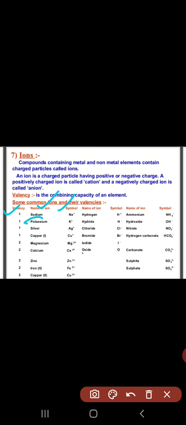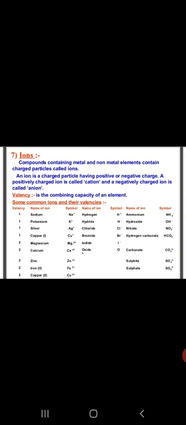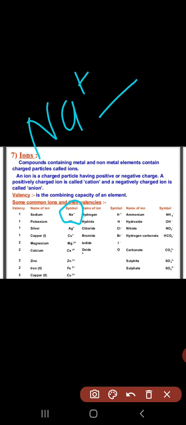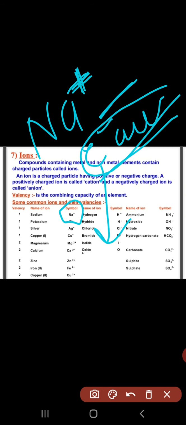The valency for sodium is 1, and its symbol is Na plus. Na plus means what? Why is there a plus sign on Na? Because it is the electron acceptor. After accepting one electron, it should be stable.